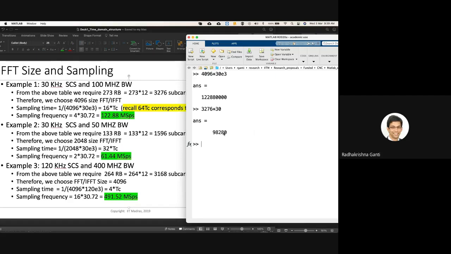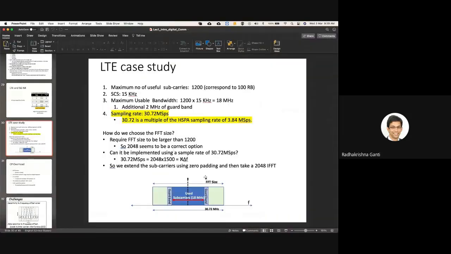That's why I wanted to show you this picture. This was something that I have done for LTE. In LTE, the maximum number of subcarriers is 1200, and the subcarrier spacing is 15 kilohertz, so 18 megahertz is what you can use. For 1200, the closest option is the 2048 FFT size. 2048 into 15 kHz is 30.72 megahertz. This 30.72 corresponds to 2048 subcarriers.